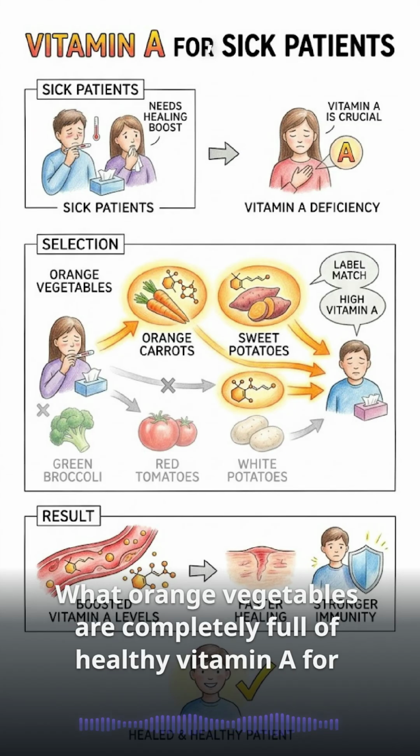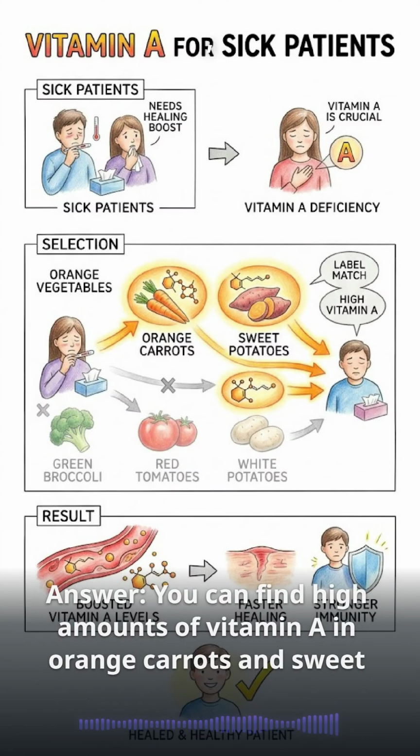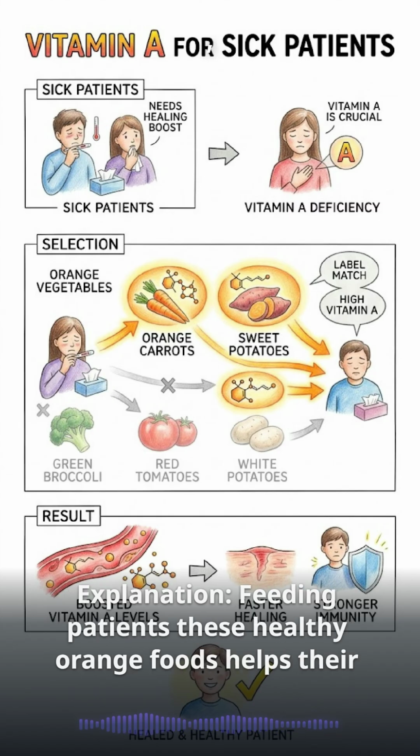73. What orange vegetables are completely full of healthy vitamin A for your sick patients? You can find high amounts of vitamin A in orange carrots and sweet potatoes. Feeding patients these healthy orange foods helps their broken skin heal much faster today.